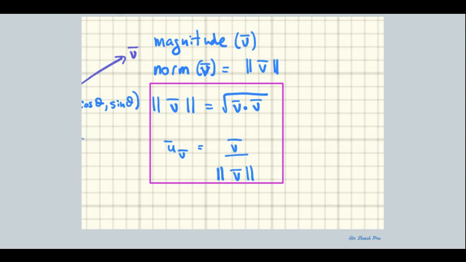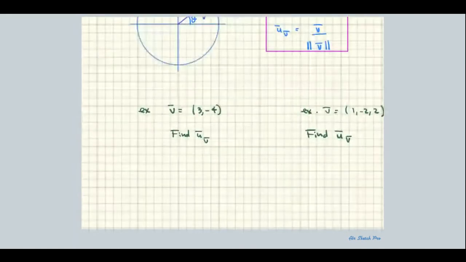And then to find the unit vector in the direction of V, we take V and we just divide it by its length. So if the length was 7 and we divided all the coordinates by 7, I would now have a vector of length 1, which is what we mean by unit vector. So the way to find a unit vector in a particular direction is just divide by the length of the vector in that direction. And that's what we're going to do. And the dot product gives me a real easy way to calculate the length.